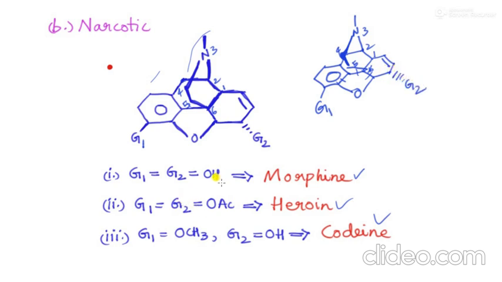If G1 and G2 are both hydroxyl groups, then it is morphine. If G1 and G2 are both OAc, then it is heroin. If G1 is OCH3 and G2 is a hydroxyl group, then it is codeine. Once you know this structure and what G1 and G2 are, this memorization shouldn't be tough. So let's go to the next part.